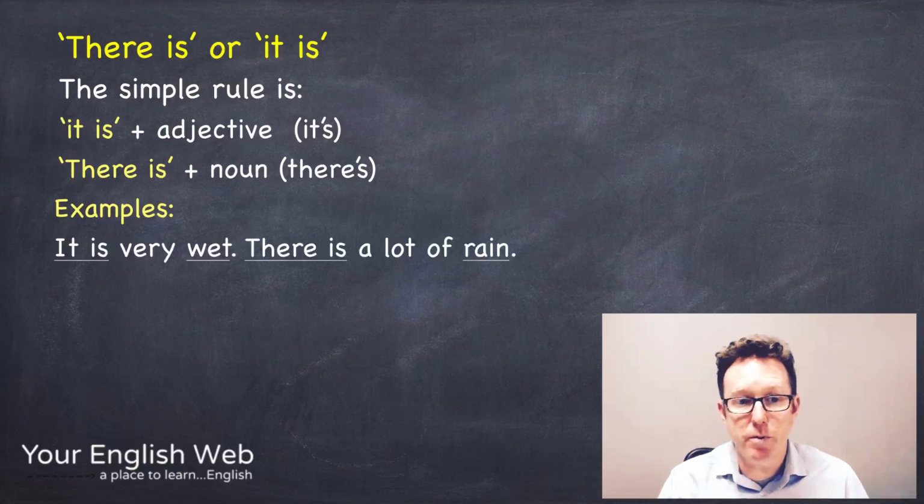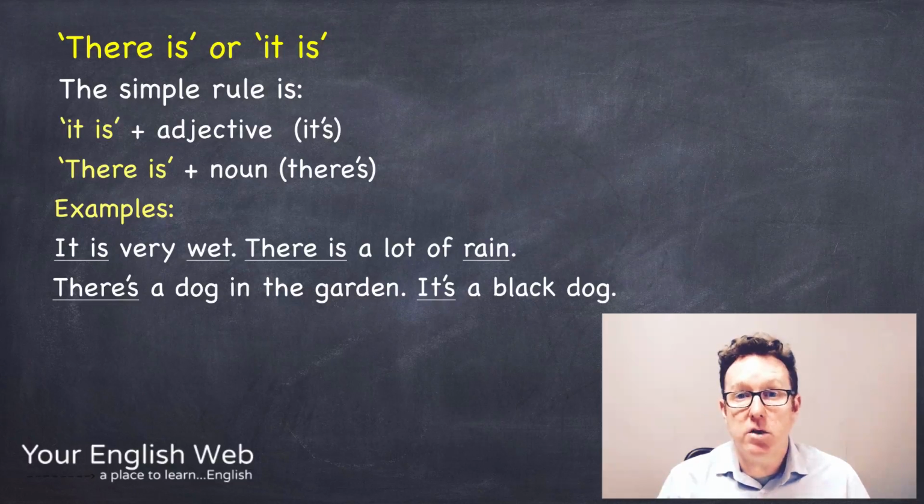Some examples: it is very wet. There is a lot of rain. It is very wet. Adjective, wet. There is a lot of rain. Rain, noun. Okay? Or there's a dog in the garden. It's a black dog. There's a dog in the garden. It's a black dog.